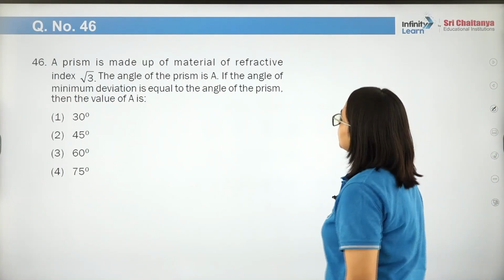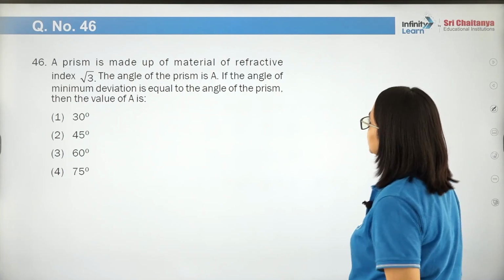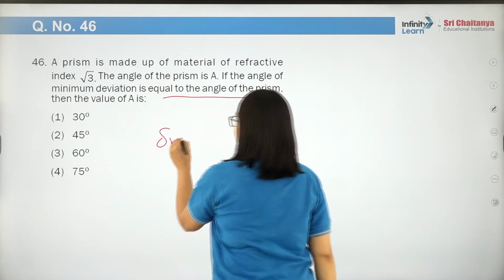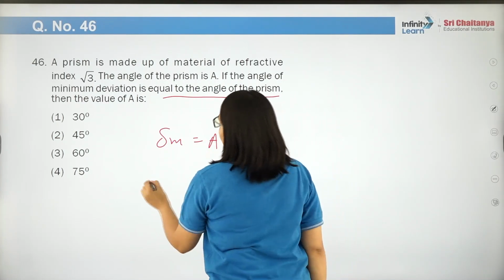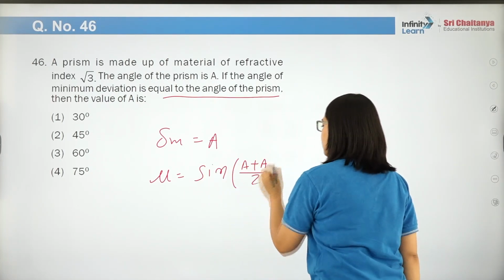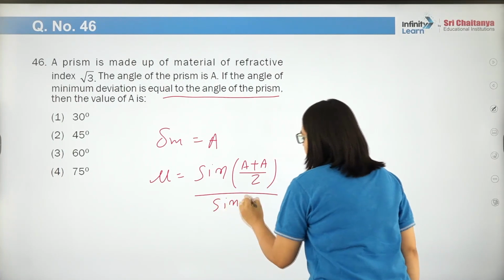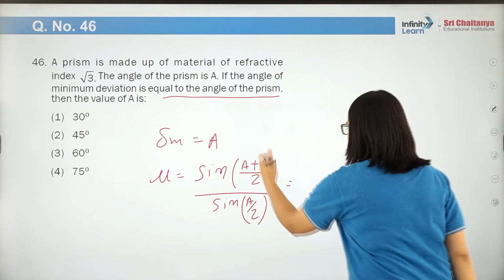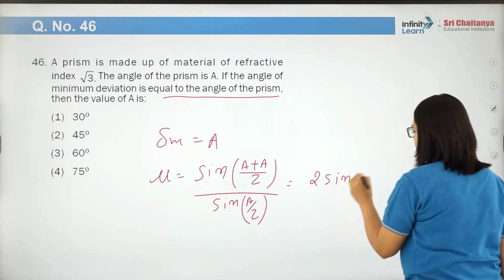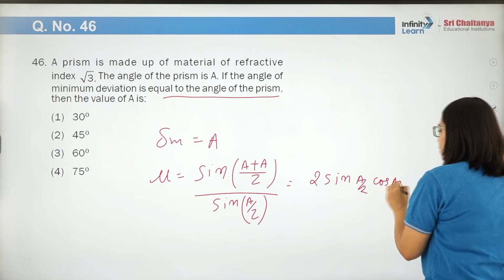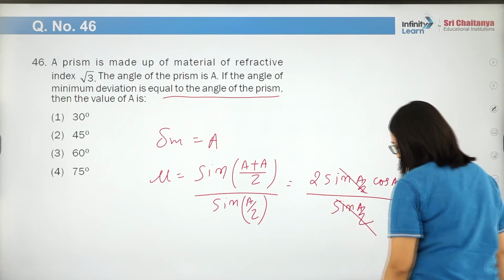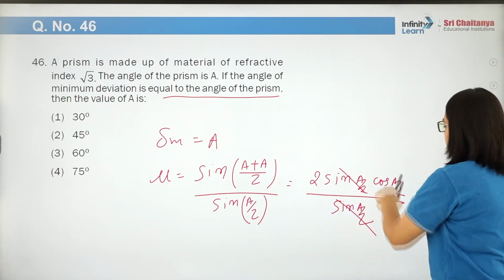We have a prism made of material of refractive index mu. The angle of prism is A. If the angle of minimum deviation is equal to the angle of the prism, that is, delta M is given as A. So we know that mu is equal to sine of (A plus delta M) by 2 divided by sine A by 2. So this will be sine 2A by 2. You can write sine A as 2 sine A by 2 into cos A by 2, divided by sine A by 2. Sine A by 2 will cancel with the sine A by 2 over here. So mu is 2 cos A by 2.